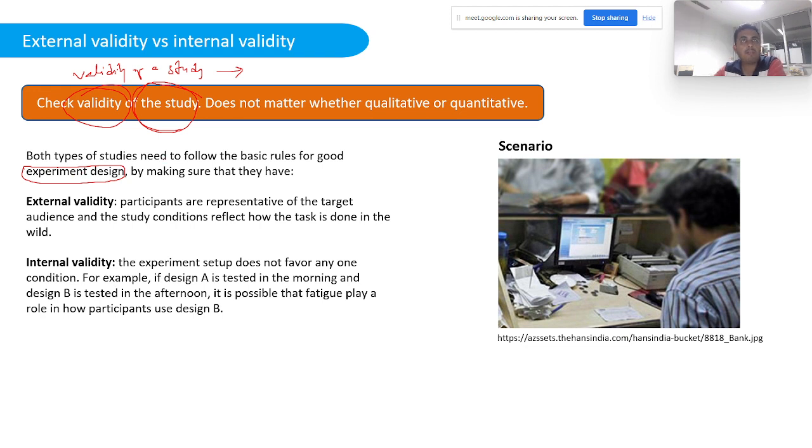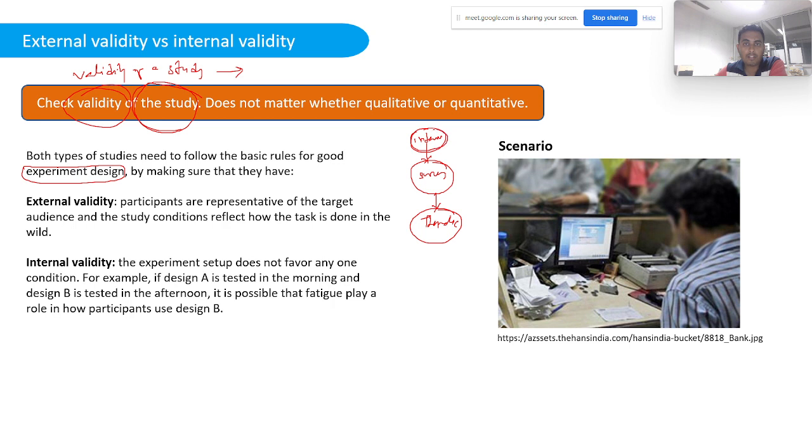So experiment design means when you decide, okay, I'm looking for a finding of this nature, and for that I will be doing an interview, followed by a survey, and then at the end I will do thematic analysis.